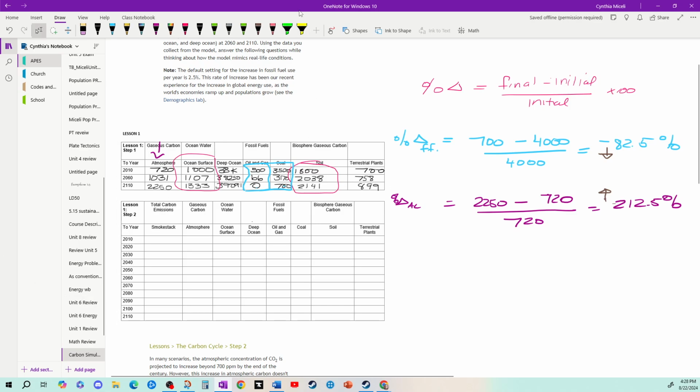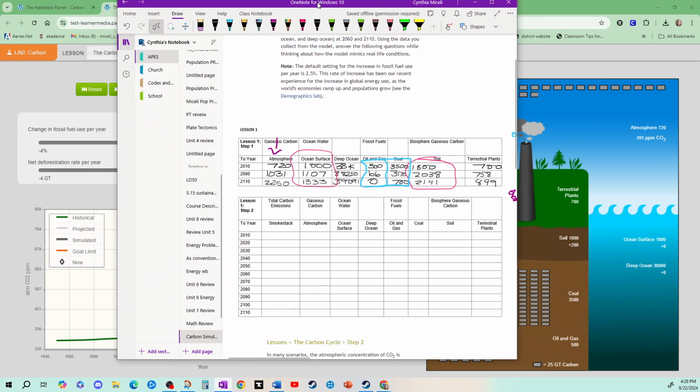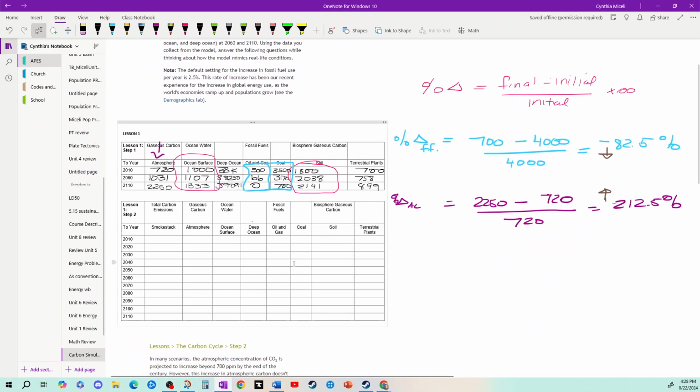Okay, so we've done our calculations, and now, is there some sort of relationship going on here? This went down by 82%, and this went up by 212%. So we need to think to ourselves, is there a relationship there? Just off the top of my head, if I divide those two numbers, it's 2.5 times the amount. So maybe that's a relationship. Okay, so something to think about there. So that's how you would do lesson 1, step 1.